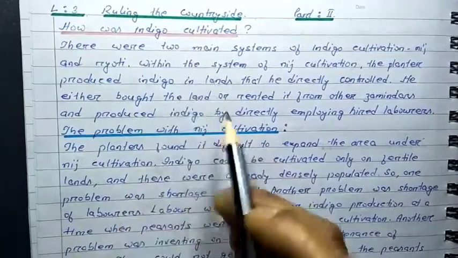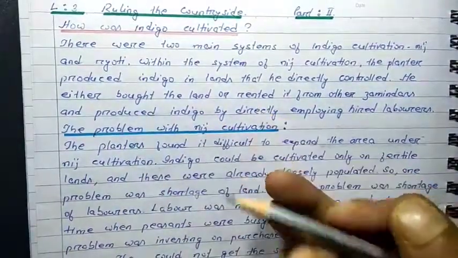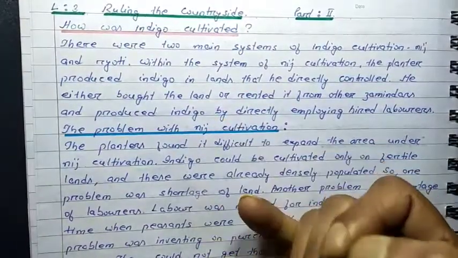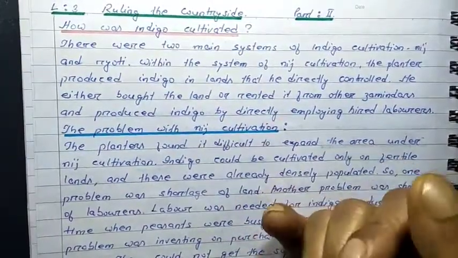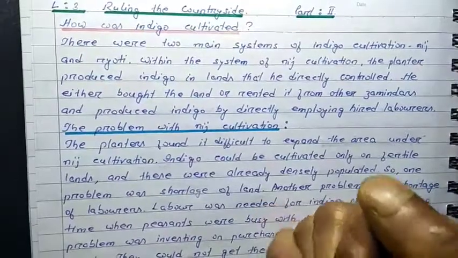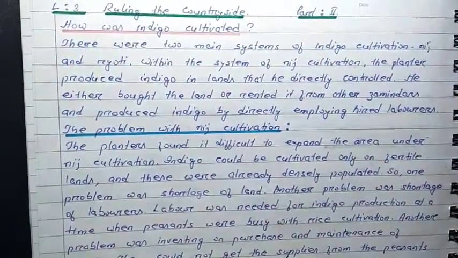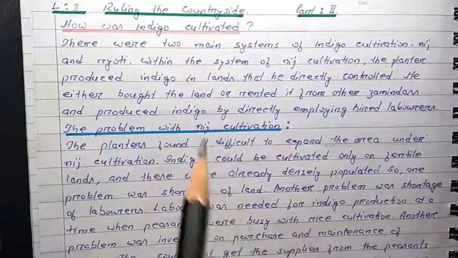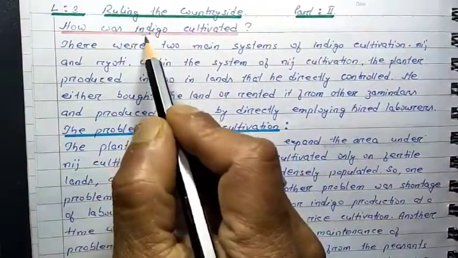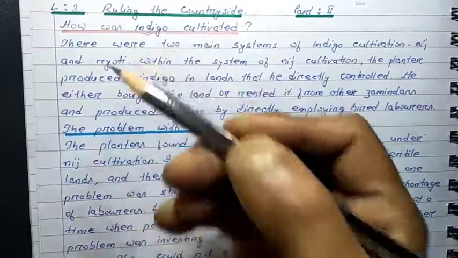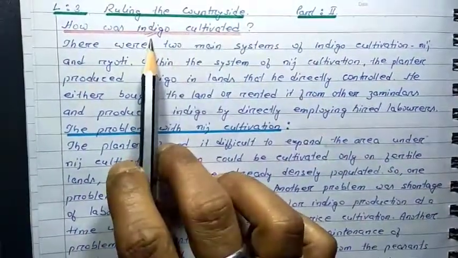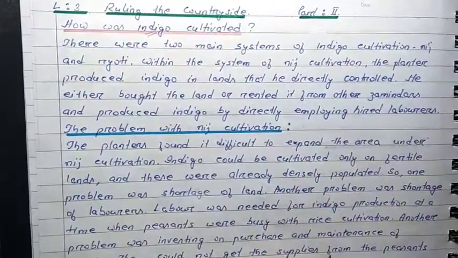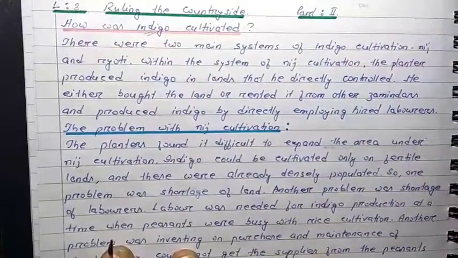It was already explained in the previous video, half part of this chapter. We have already discussed the different systems which were introduced by the British for improvement of agriculture. In this chapter, mainly we shall be dealing with the production or the cultivation of indigo, the different systems involved in it, and the different problems which were created because of them. That we are going to study in this video.